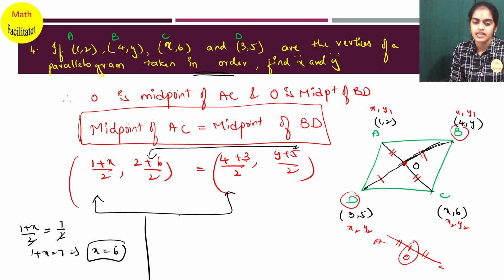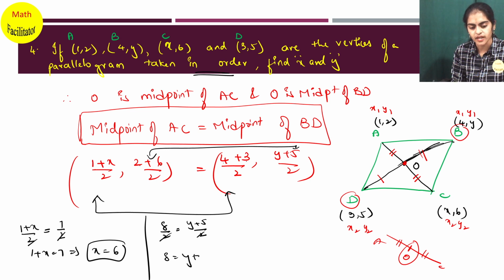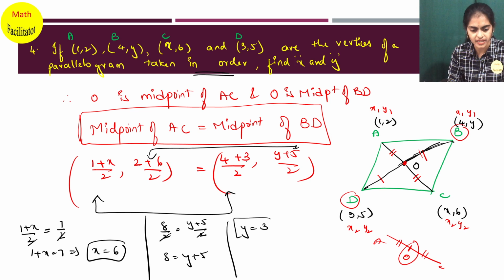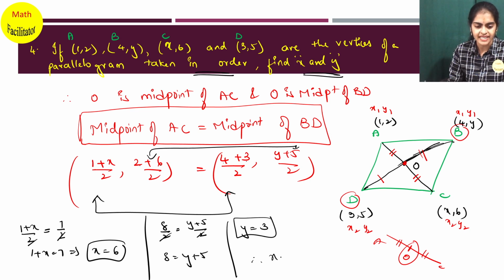6. Now let us equate the y coordinates. See, 2 plus 6 is 8. 8 by 2 is equal to (y plus 5) by 2. Now again 2 and 2 cancel. So 8 equal to y plus 5, or I can write y equal to 8 minus 5. 8 minus 5 is 3. So you had to find x and y. Therefore, x equal to 6, y equal to 3 are the values.